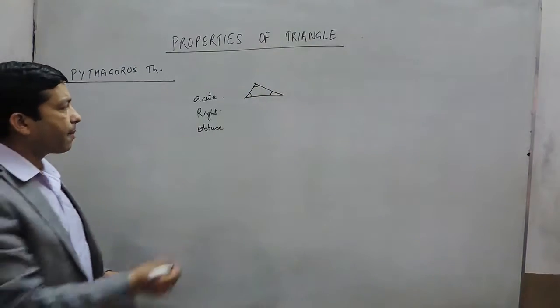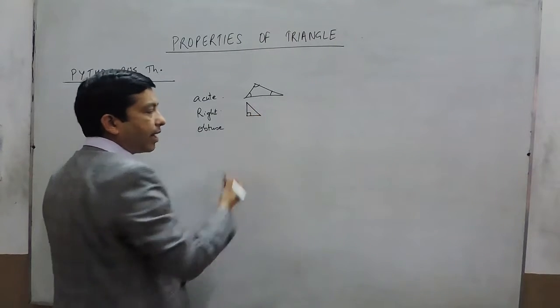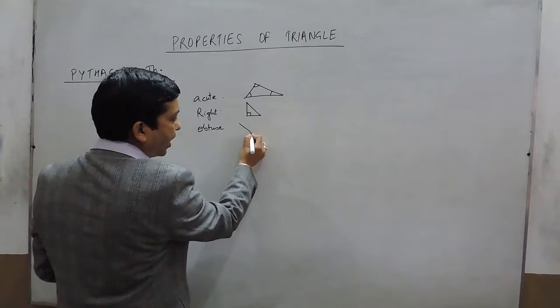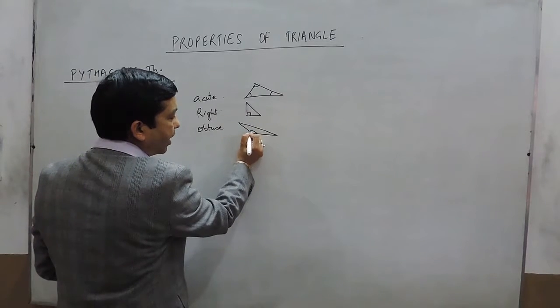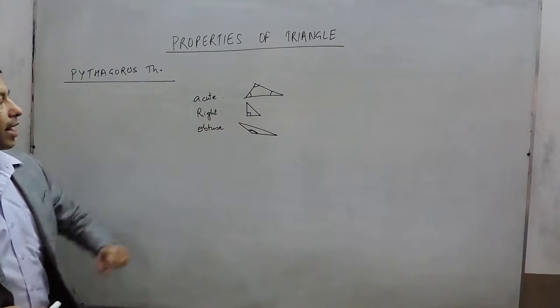Now, when I talk about an acute angle triangle, we know that all the angles are less than 90 degrees. When we talk about a right angle triangle, we know that one of the angles is 90 degrees, and in the case of an obtuse angle triangle, one of the angles is more than 90 degrees. This is actually the definition of triangles.